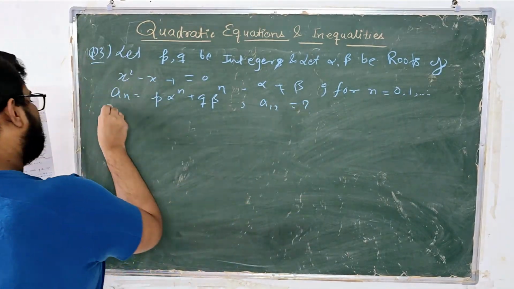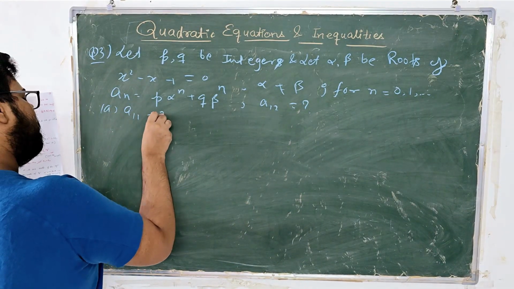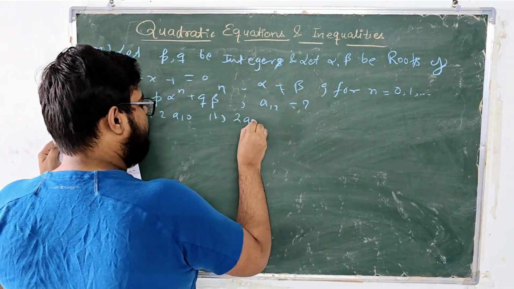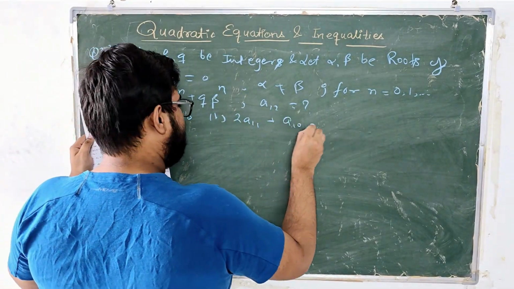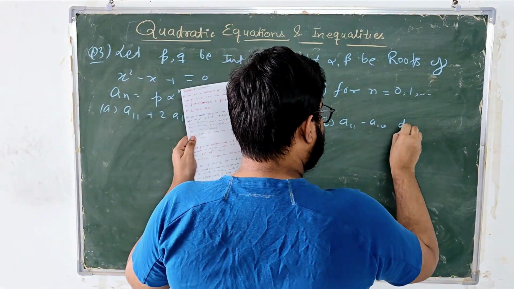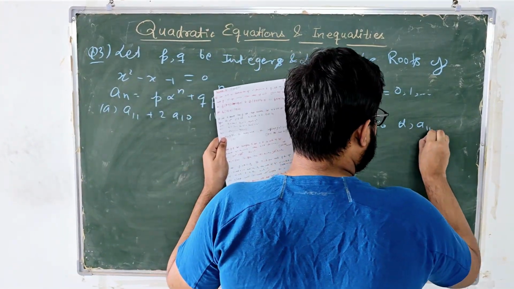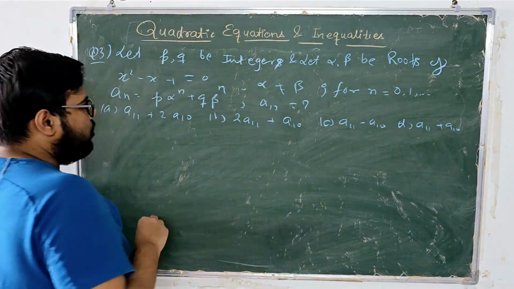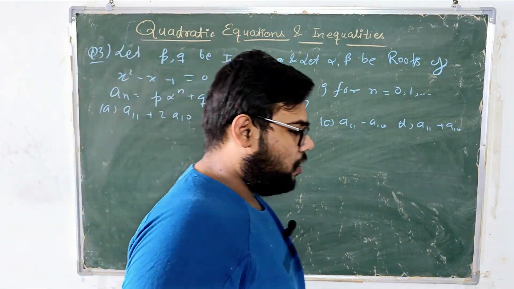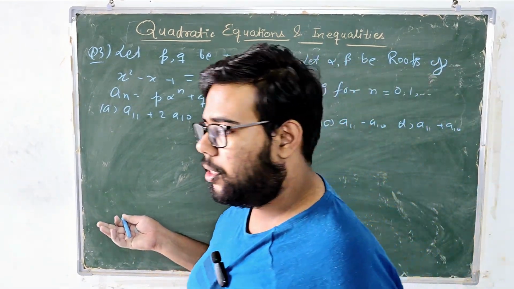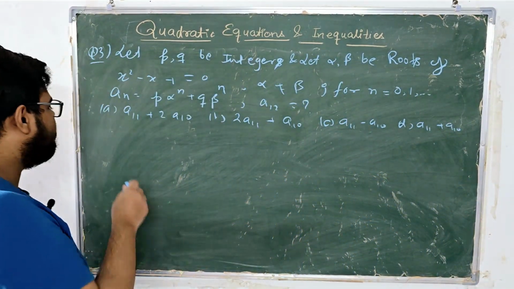Option A, a11 plus 2a10. Option B, 2a11 plus a10. Option C, a11 minus a10. Option D, a11 plus a10. Okay, so let's see. The moment you see such kind of expression, you immediately realize that over here we have to apply Newton's theorem. Okay, so let's see.